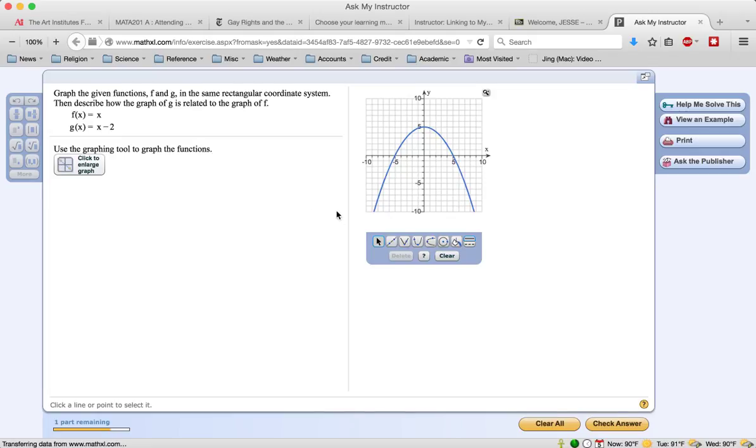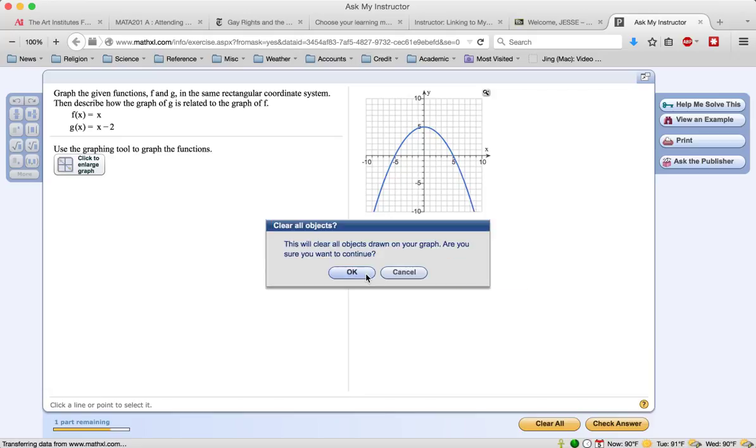So this should have been something like negative something x squared plus whatever. Instead I see x and x minus 2. So we don't have the right tool. Let's clear everything and do it from there.